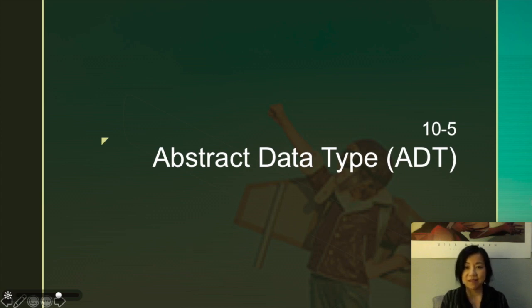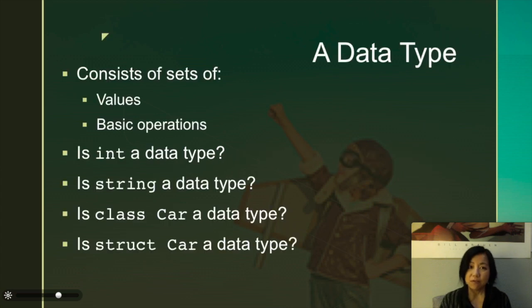Hi class, let's talk about what is abstract data type. So first, what is a data type? We have looked at many data types before actually. Int, string, the class car is also a data type. Is struct car a data type? Yes, it is. So it usually consists of a set of values, the member variables, and then some basic operations.